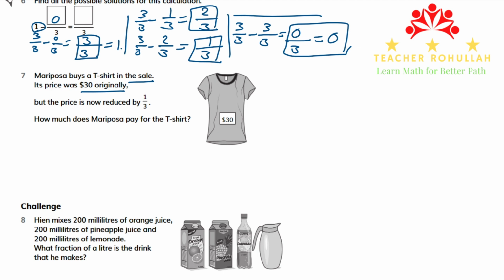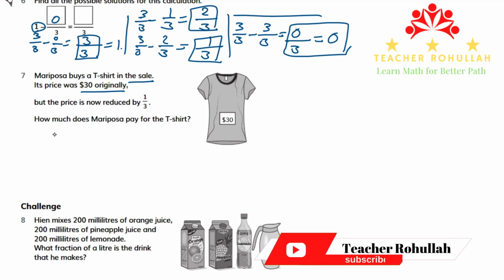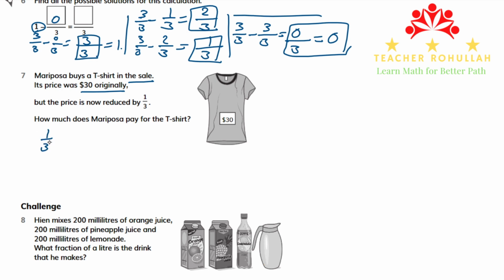How much does Mariposa pay for the t-shirt? So we can write 1/3 of 30 is reduced. It says the price is now reduced by 1/3. It means she does not have to pay 1/3 of $30. So in this case, if we reduce 1/3, we have to find out how much is 1/3 of $30.